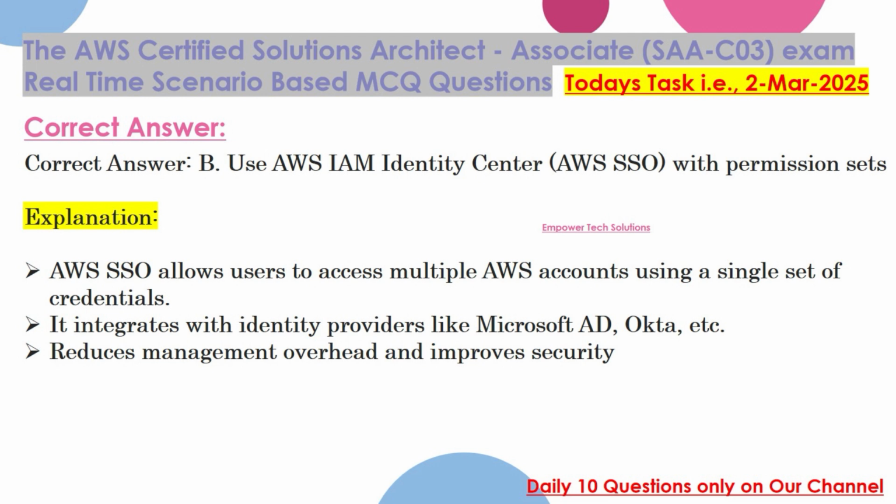Explanation: AWS SSO allows users to access multiple AWS accounts using a single set of credentials. It integrates with identity providers like Microsoft AD, Okta, etc. Reduces management overhead and improves security.